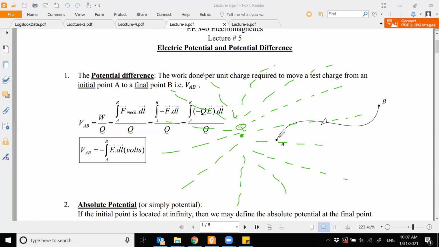Now, what is this force? When you want to move from point A to point B, the force will be almost equal to the opposite of the force created around here. It is almost equal to the force which is created by this charge Q, which is already placed here.